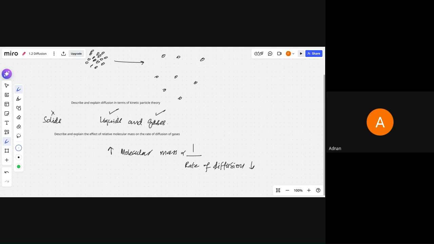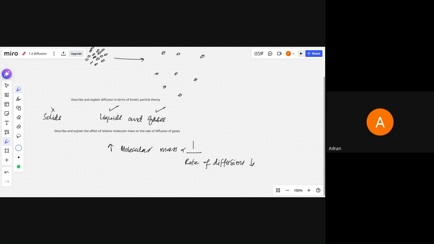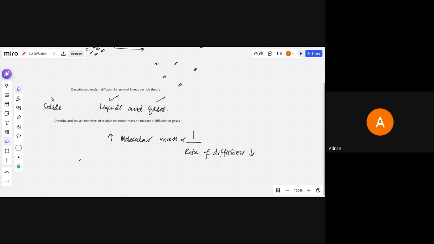Relative molecular mass refers to the mass of one molecule, calculated by the sum of the atomic masses of all the atoms in a molecule. For example, the relative molecular mass of ammonia is 17, because nitrogen has a mass of 14 and hydrogen has a mass of 1. Sorry, nitrogen is 14.